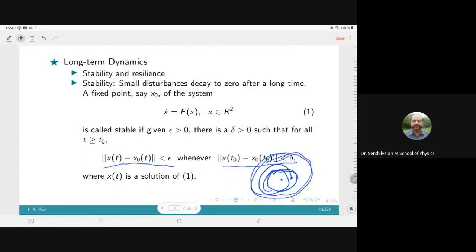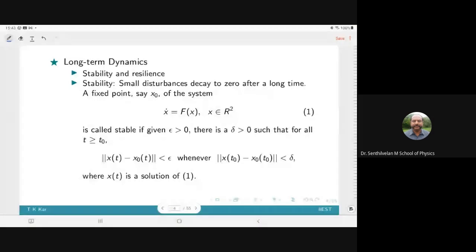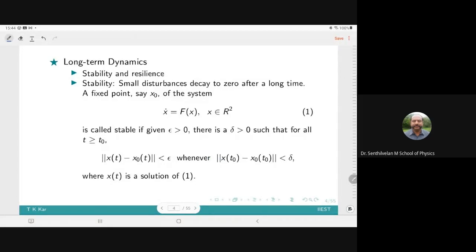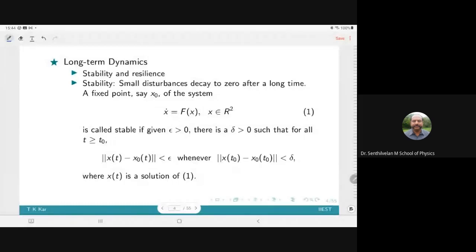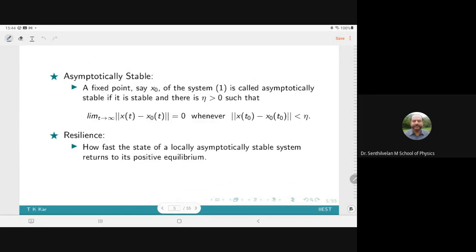But as I told you, mainly we study asymptotic stability. If we take a point very near to the fixed point, the trajectory starting from that point will lie in a neighborhood of the fixed point. That is stability. But the difference between stability and asymptotic stability is that in the asymptotically stable case, the trajectory converges to the fixed point. Now look at this. From now on, I will consider only the asymptotically stable point.